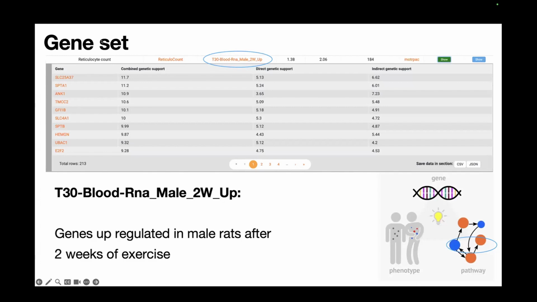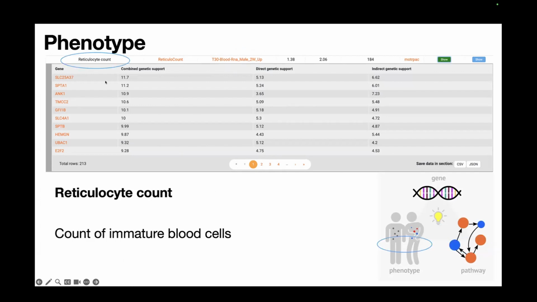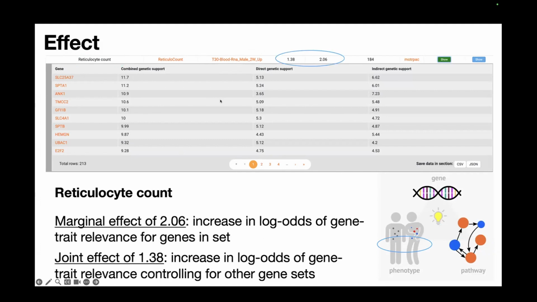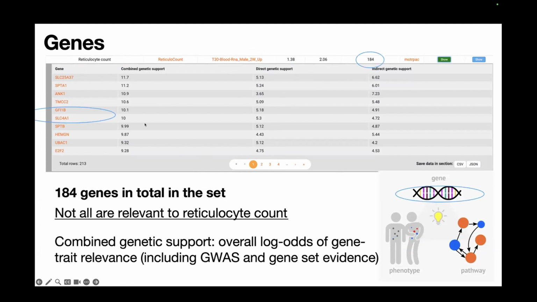And walking through it, what this is telling you is this is some measure of genes upregulated after exercise. So we know that the assertion has something to do with exercise, right? It's linked to the count of immature blood cells, and that's from the human data. There are some effect sizes, which I won't go into, but essentially can be thought of as log odds of probabilities. And then it gives you the genes that are in the set that are also associated with the trait. So not every gene in this set is actually relevant to reticulocyte count, right? We just know that broadly there is an enrichment, but you can pull out the specific genes that are.